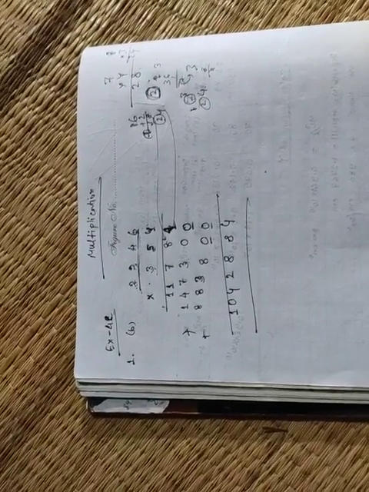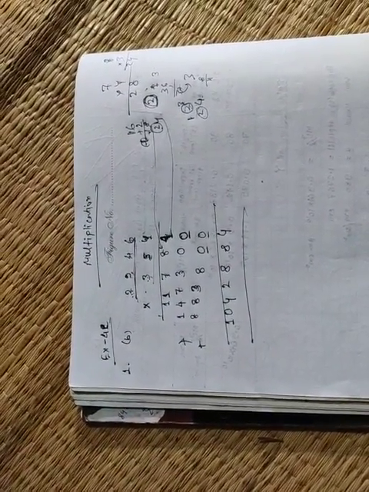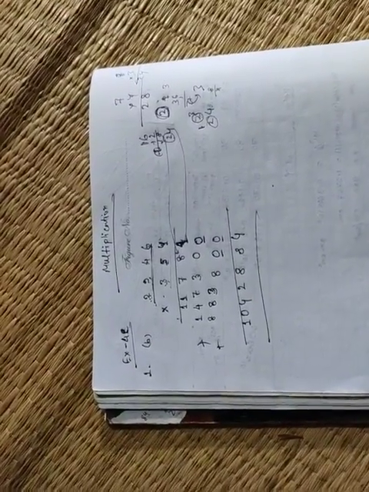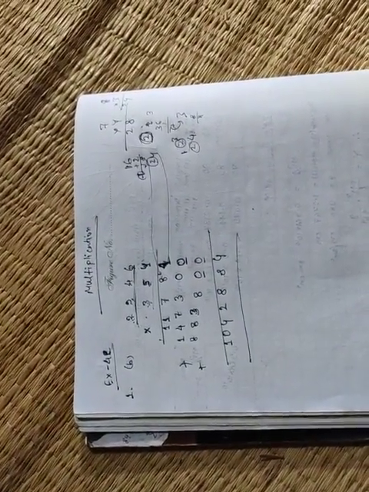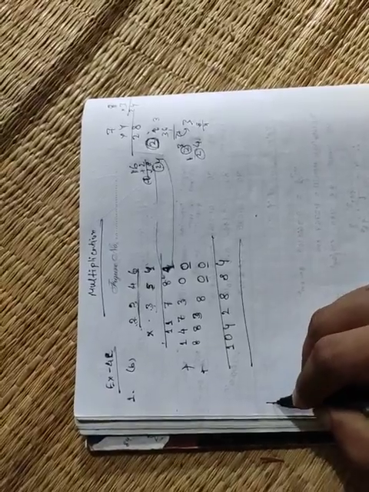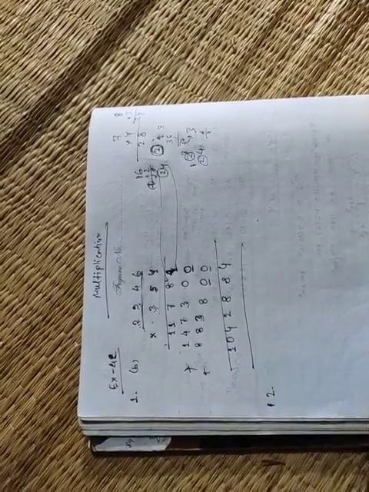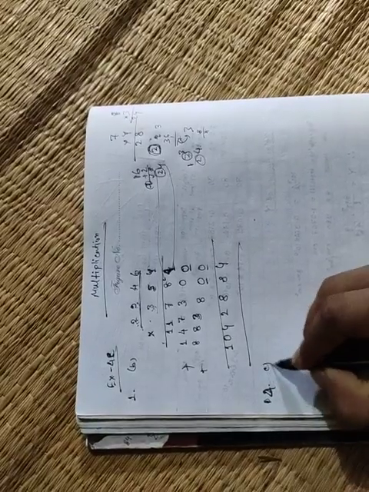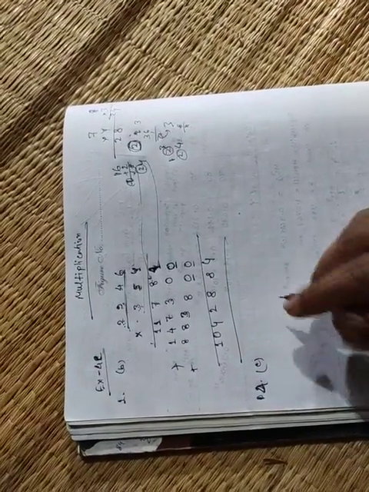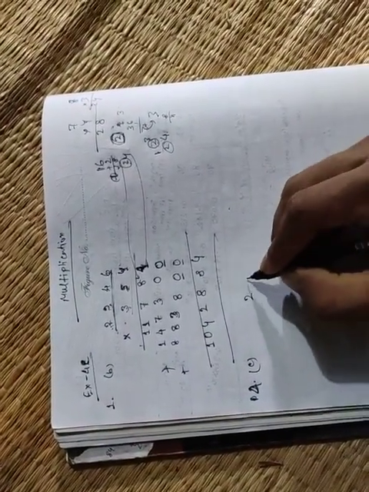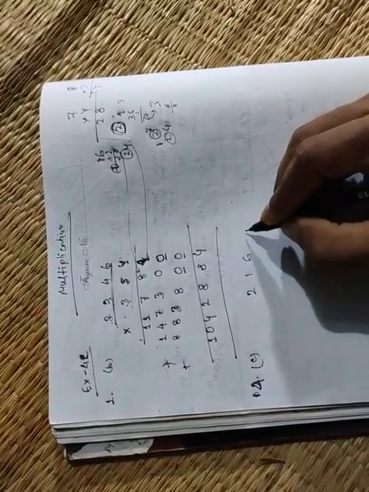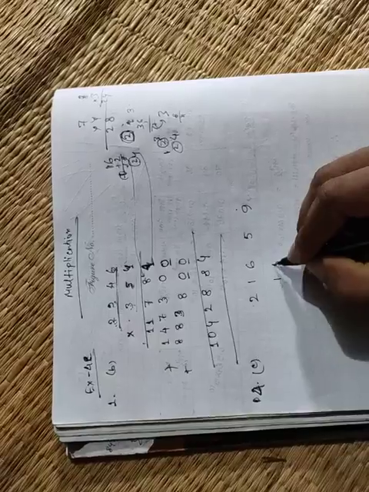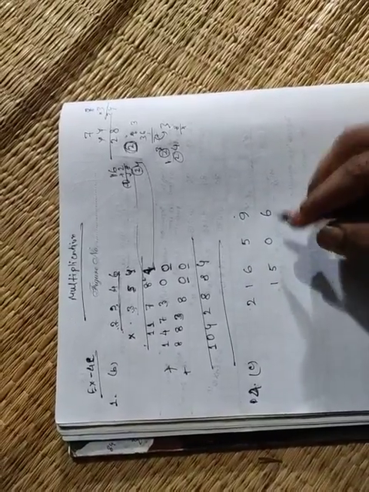Understand the process? I will solve another number. 2 1 6 5 9 times 1 5 0 6.